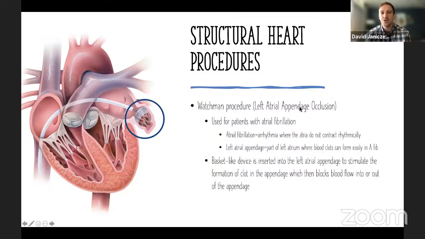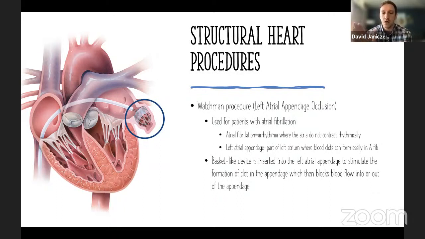Similarly, there is the Watchman procedure, or left atrial appendage occlusion. This is used for patients with atrial fibrillation, which is basically an arrhythmia where the atria do not contract correctly. The left atrial appendage is a little outpouching from the left atrium. Blood clots can form there in AFib, and those can lead to strokes and just bad things. So some patients will need to have this closed. The Watchman procedure is essentially a basket-like device that sits in the left atrium, as you can see here, and it stimulates the formation of clot.